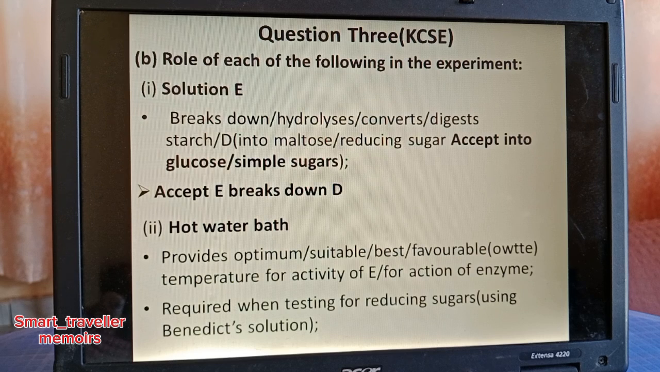Hot water provides optimum, suitable, best or favorable temperature for action of E, the enzyme, required when testing for reducing sugars using Benedict's solution. So that is the way we as examiners saw it.